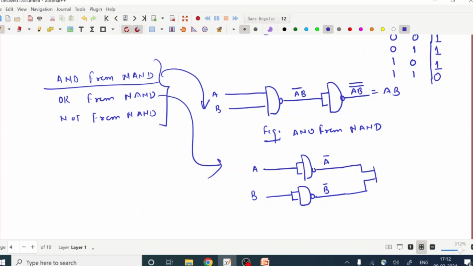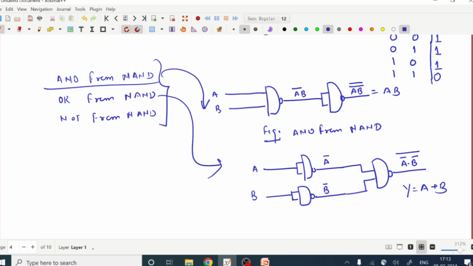Then both are connected using one more NAND gate. The first input is A complement, the other is B complement. This gives A complement dot B complement, complemented. By using De Morgan's theorem, we can say that this is equal to Y written as A plus B.